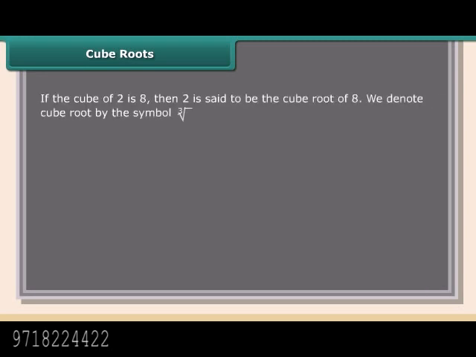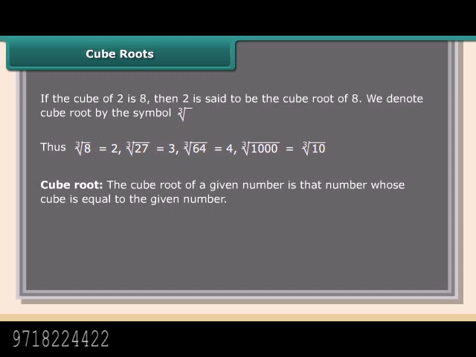Cube roots. If the cube of 2 is 8, then 2 is said to be the cube root of 8. We denote cube root by the symbol ∛. Thus, ∛8 = 2, ∛27 = 3, ∛64 = 4, ∛1000 = 10. The cube root of a given number is that number whose cube is equal to the given number.